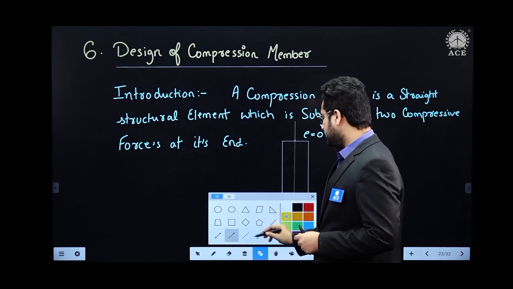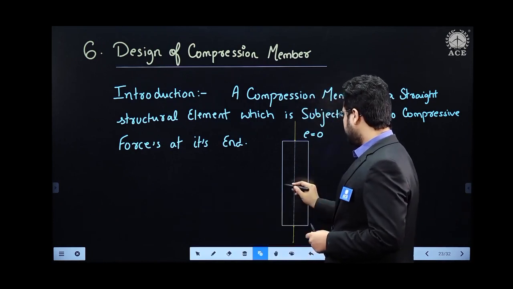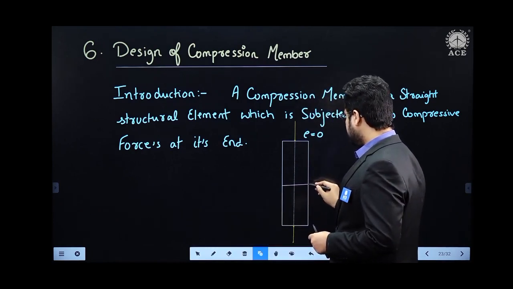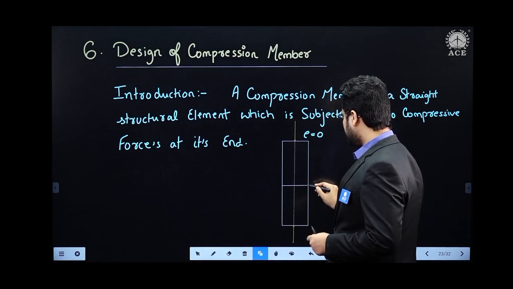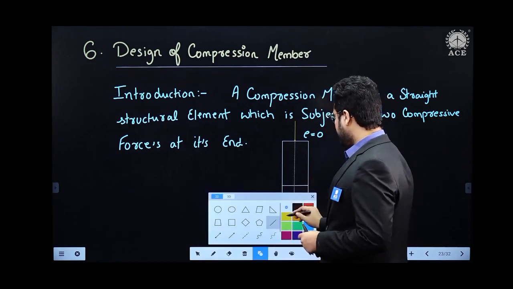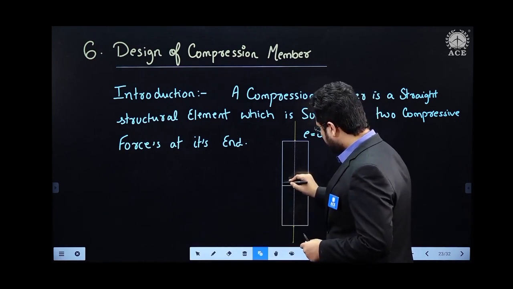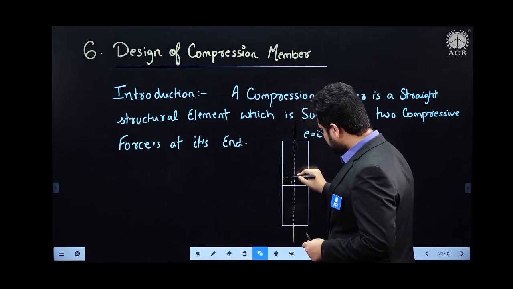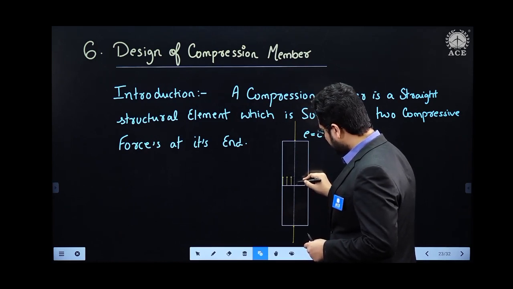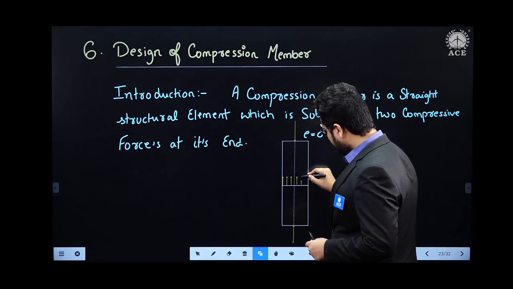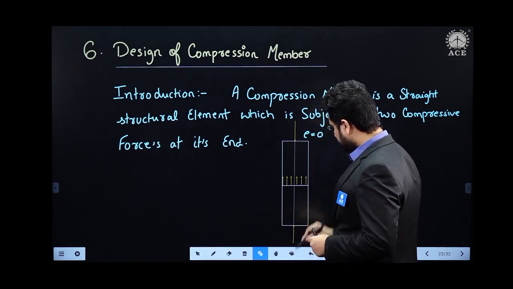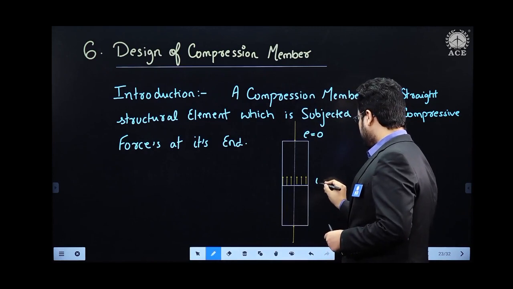There is no gap between the loading and the CG of the member, due to which at a particular cross section the amount of stresses generated would be equal at every fiber. So everywhere the stress generated would be equal. This is the ideal scenario, that every fiber is subjected to equal stresses. So what do we have? Uniform stress distribution.